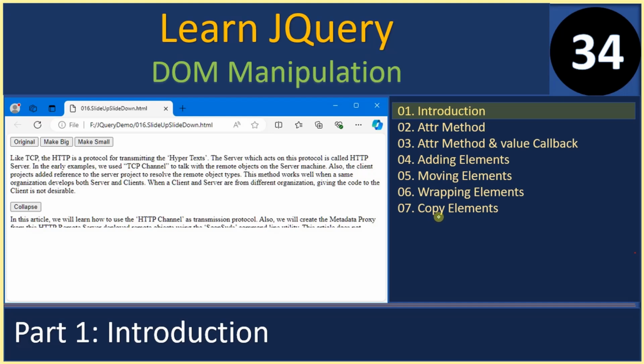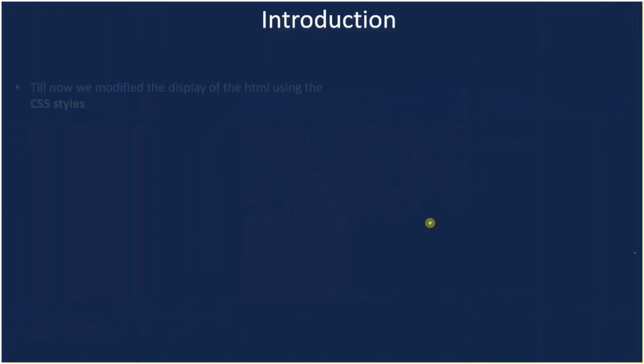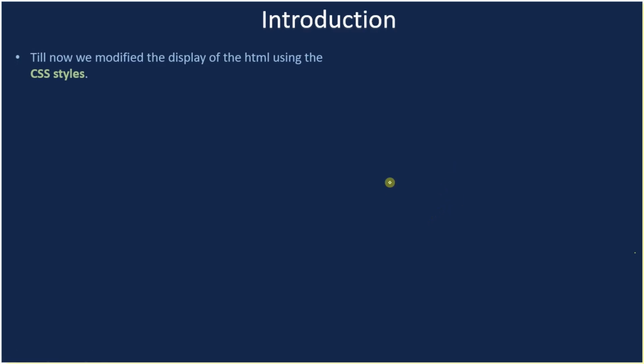In this sub-series, we are going to see how to perform DOM manipulation using jQuery. Till now, we modified the display of the HTML using CSS styles. Using jQuery, we can modify the document itself by accessing the DOM tree.